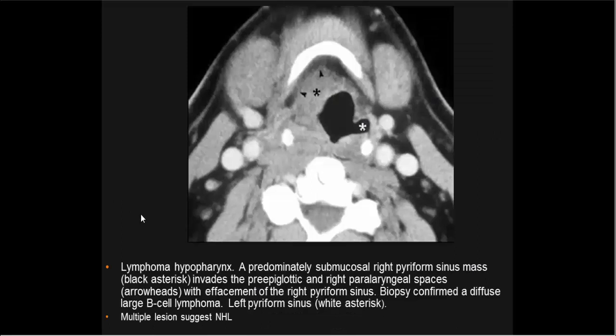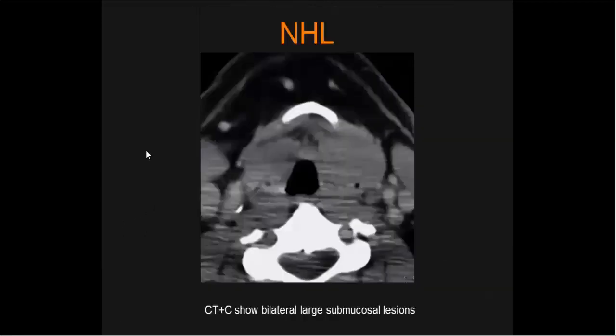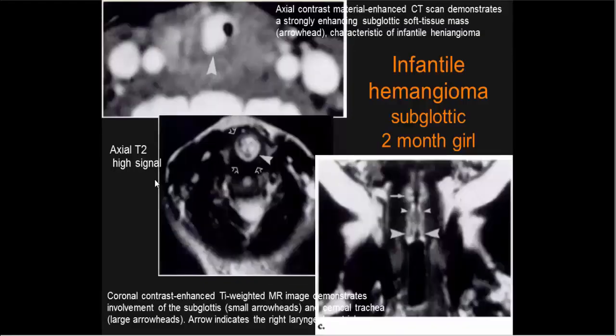This is lymphoma, hypopharynx lymphoma, a predominantly submucosal right piriform sinus mass, invading the pre-epiglottic and right paralaryngeal spaces with effacement of the right piriform sinus. This is diffuse large B-cell lymphoma, left piriform sinus, as we see, and multiple lesions suggest non-Hodgkin lymphoma. Non-Hodgkin lymphoma CT with contrast shows bilateral large submucosal lesions.